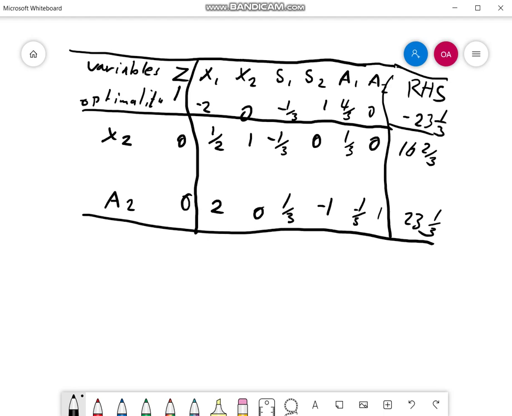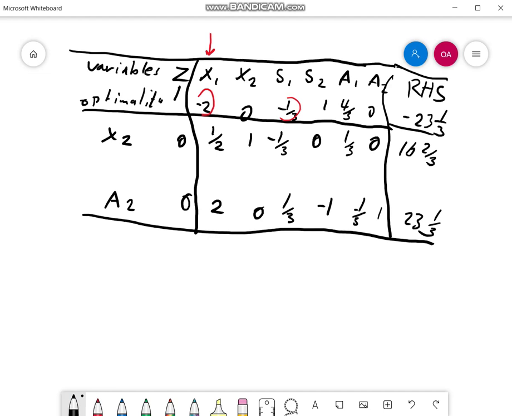Since it's a maximization or even converted from minimization, we didn't reach our optimality condition yet. So we're gonna choose the highest negative value. I have two of them, this guy and this guy. So this is the highest negative value. So this will be my pivot column.